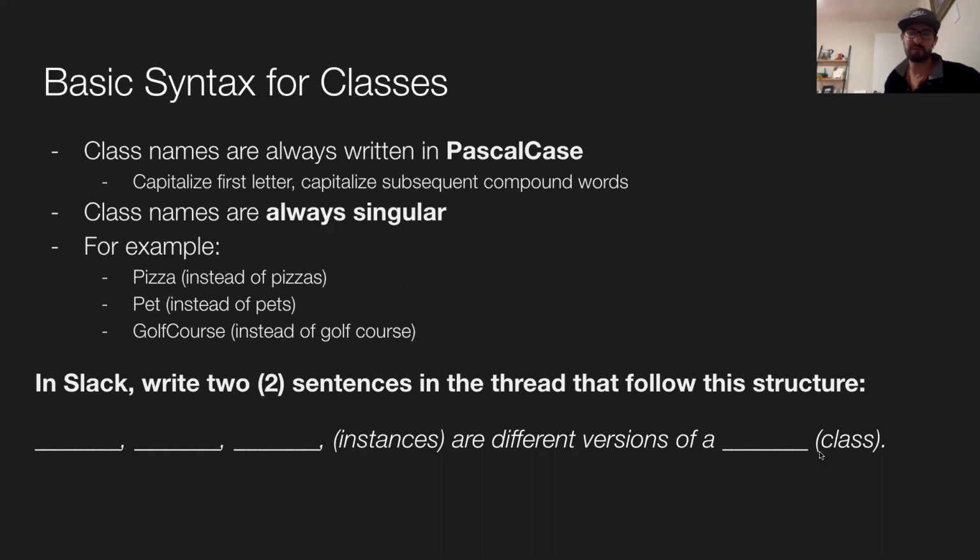So in your examples, I would like you to not choose pizza or pets, but there are plenty of other classes, as we saw just looking around our room, that we could come up with. So I'll post this in our Slack thread right now, make a new thread for y'all to use. But again, jot this down in your notebook first.